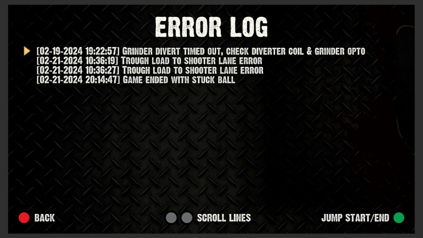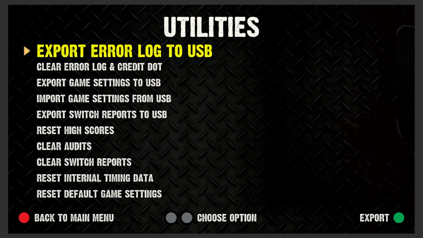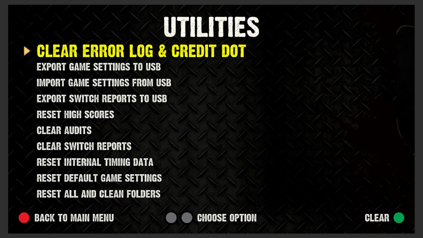This is the error log. This is the stuff I came up with here. It gives you the date and the time, and then you can go through it. If there's a ton of errors, you can hit the enter key to jump from the beginning to the end. You can export those to USB. I just exported it to my computer here. You can clear the error log and the credit dot, like that.